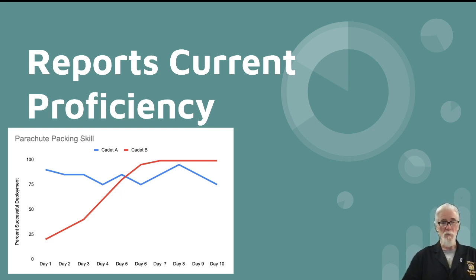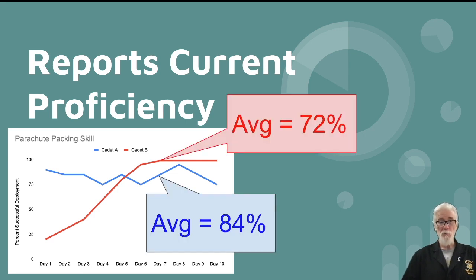Cadet B was horrible on day 1. Over 75% of the people who used his parachutes would have died. But by day 7, Cadet B's understanding had grown to the point where he was packing parachutes 100% successfully and consistently all the time. Now, who would you rather have packing your parachute on day 11? I know who I would choose. But you wouldn't be able to make that determination if you had only averages to go on. Cadet B's average was 72%, considerably lower than Cadet A.